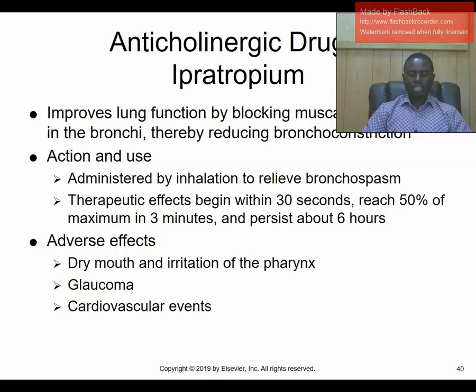The adverse effects of anticholinergics include dry mouth. So just remember this: can't see, can't pee, can't spit. Okay, your mouth becomes dry, and this causes irritation of the pharynx, and also it affects the eye, and so it can exacerbate the symptoms of glaucoma. There are also cardiovascular effects such as tachycardia that can also result from the use of ipratropium.